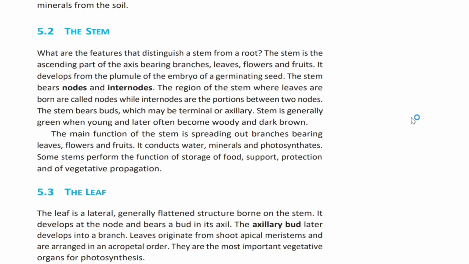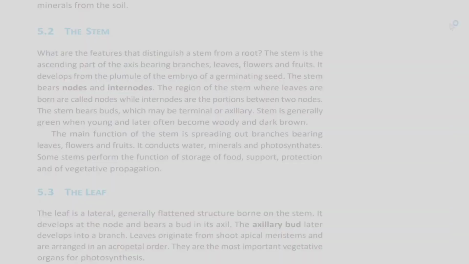The stem is generally green when young and later often becomes woody and dark brown. The main function of the stem is spreading out branches bearing leaves, flowers and fruits. It conducts water, minerals and photosynthates. Some stems perform the function of storage of food, support, protection and of vegetative propagation.